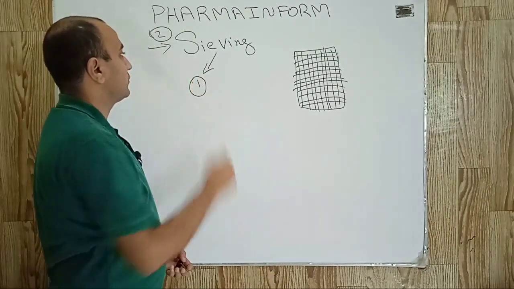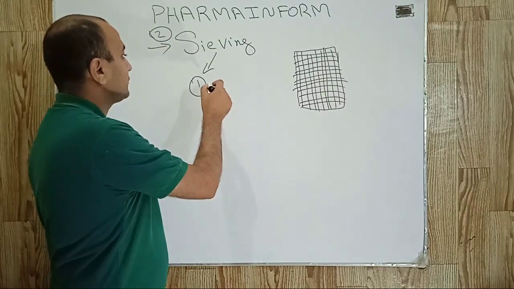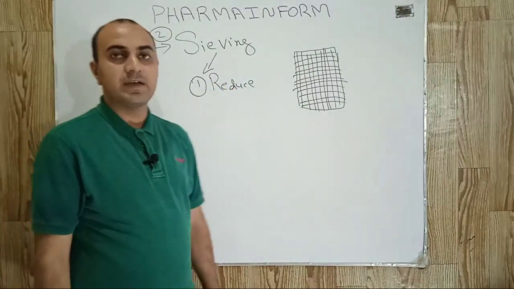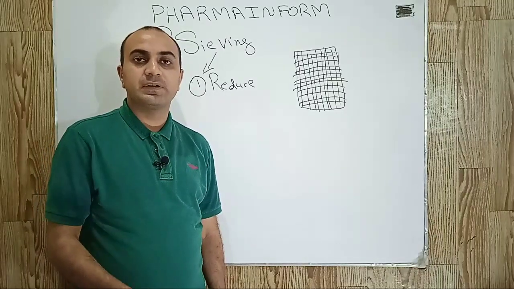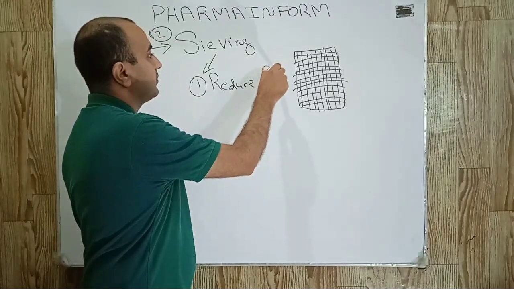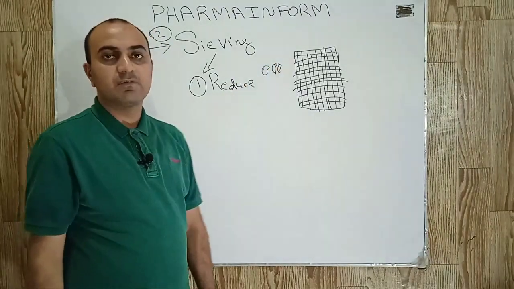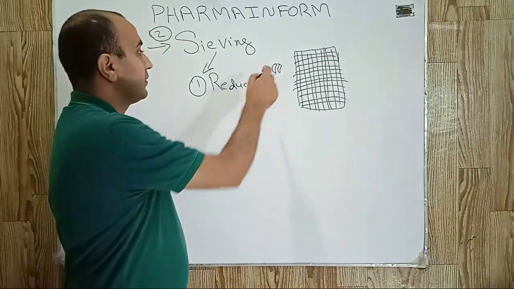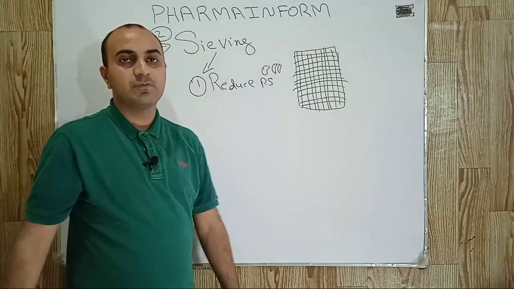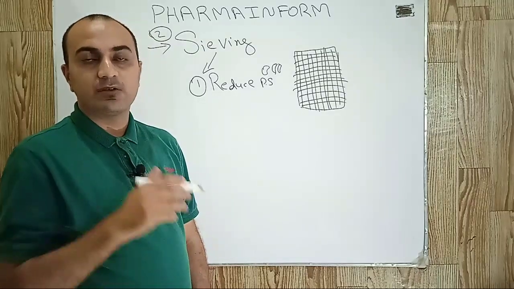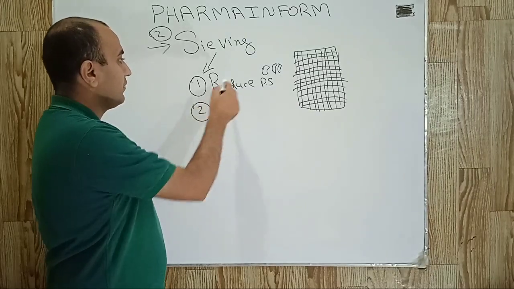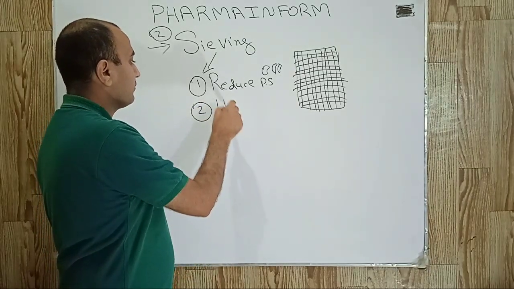First, the aim of sieving is to reduce particle size. If we have any material, which may be an excipient or active pharmaceutical ingredient, which has large lumps, first of all we will break these large lumps and reduce particle size. Number two, the advantage of sieving is uniform mixing.